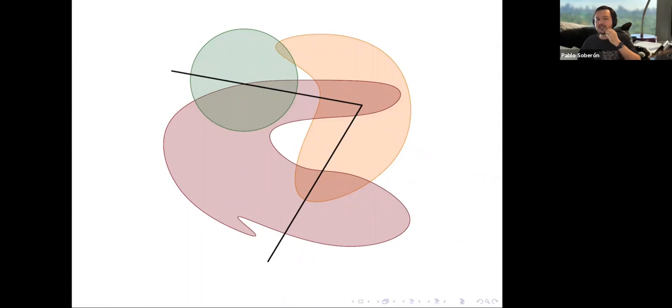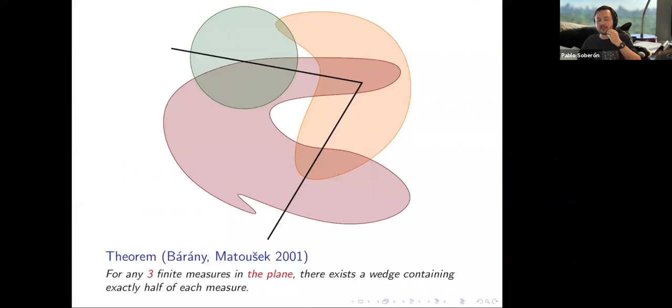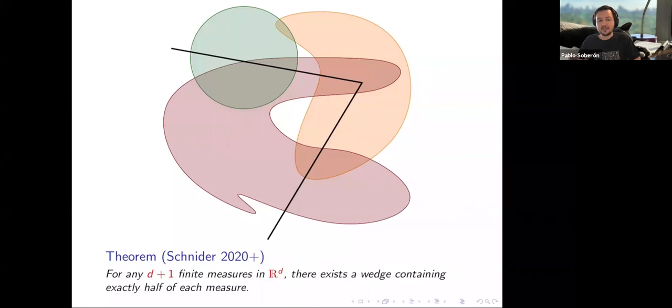And the first result I know about of this type is by Imre Bárány and Jirka Matoušek from 2001. If I give you three measures on the plane, there's a wedge that cuts all of them by half. So it was very surprising that this wasn't extended to high dimensions until very recently. And Schneider proved that if I give you d plus one finite measures in R^d, there's a wedge containing exactly half of each measure, meaning the intersection of two half spaces. Okay, so it carries on that way.